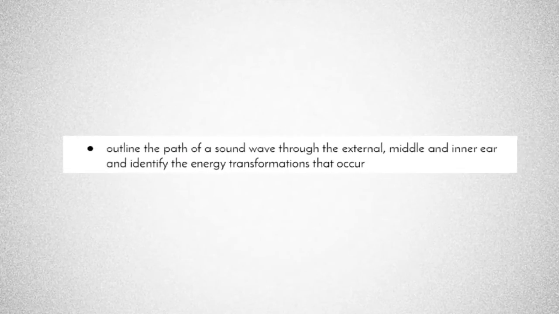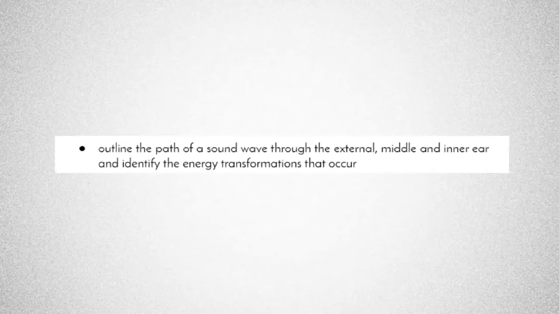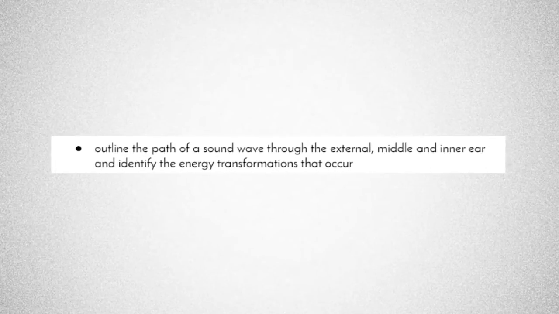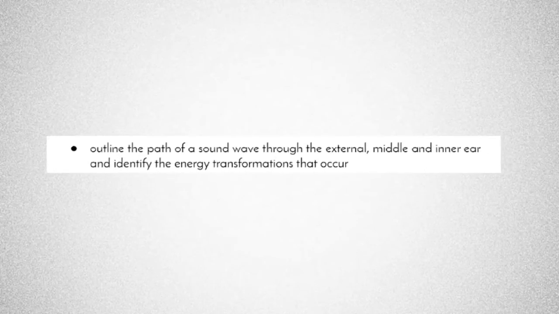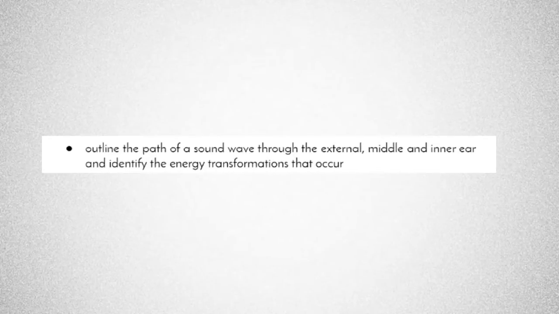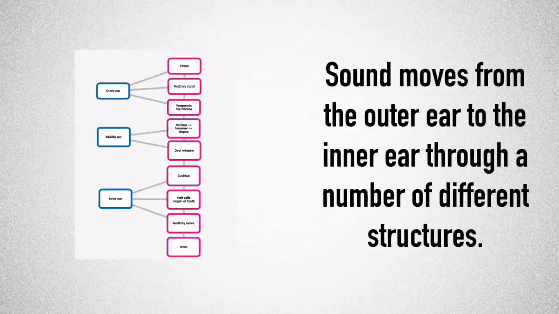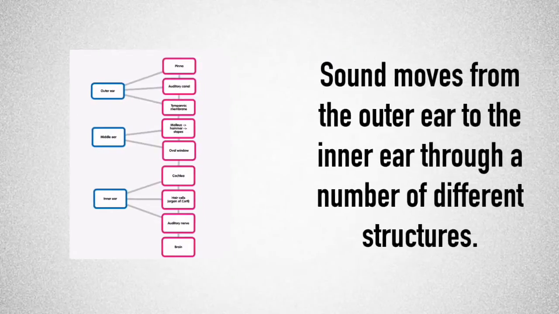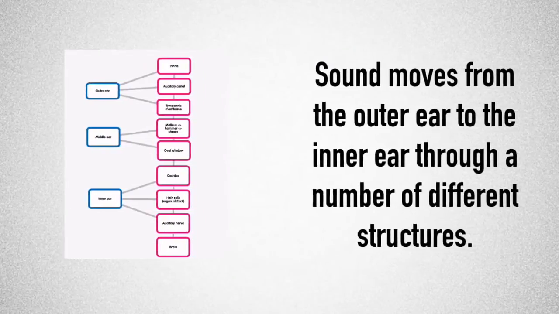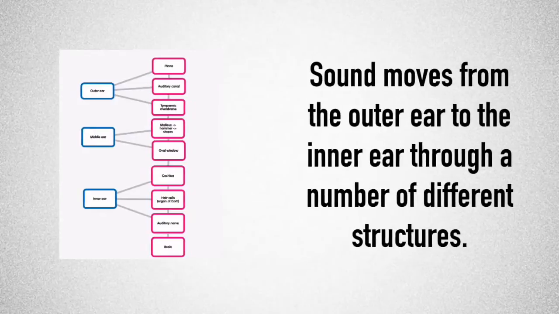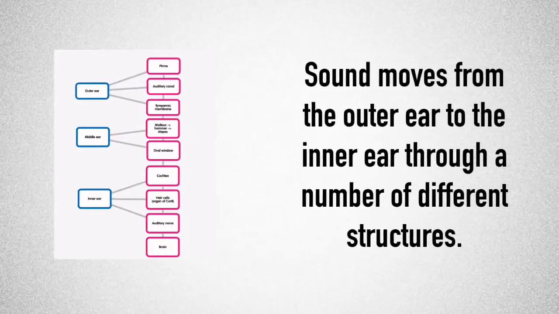Now that we've looked at the different parts of the ear, and we'll be looking at them in a little bit more detail when we do the secondary source investigation, we need to outline the path of a sound wave as it moves through the external, middle, and inner ear, and identify the energy transformations that occur. Sound moves from the outer ear to the inner ear through a number of different structures, and now we're going to have a look at the order of the structures based on whether they're found in the outer, inner, or the middle ear.